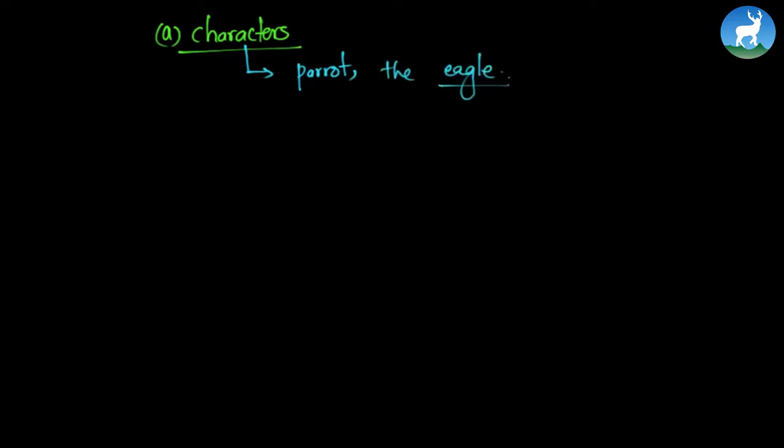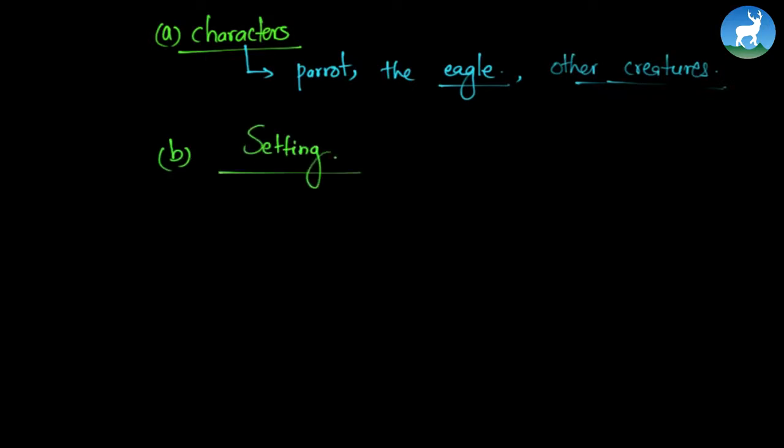Let's start with the characters. So who are the characters? The characters are parrot. The little parrot is the character. Afterwards, the eagle is the character. And other creatures. These are minor characters, not so significant. Let's go to the second part, which is known as setting. So what is the setting? The setting is a forest, long time back, something like that.